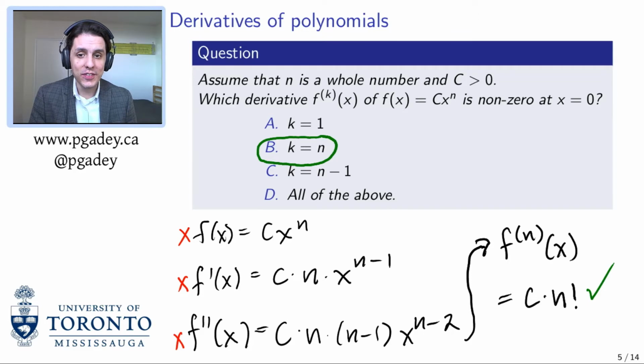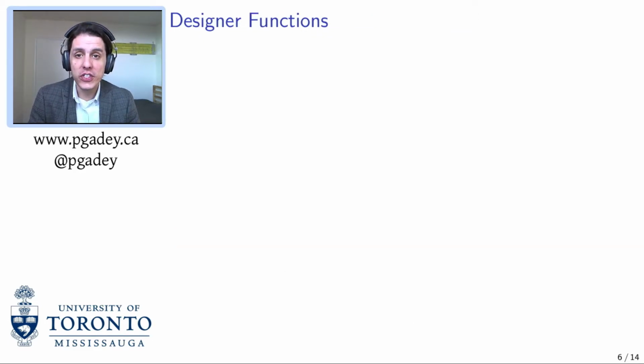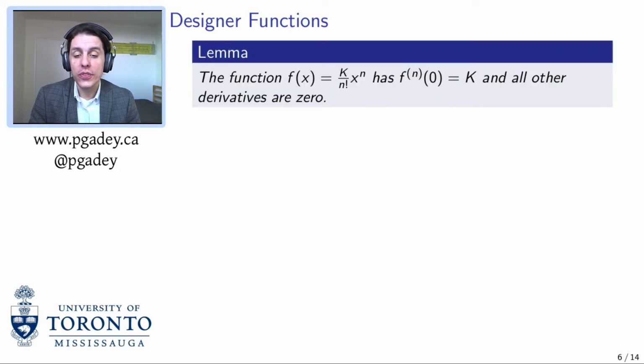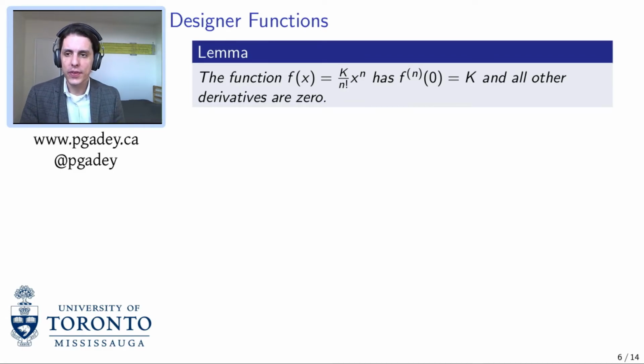And that lets us build something very cool. So I'm going to call these designer functions. We're going to design a function to have specific properties that we want. So the function f of x is k divided by n factorial x to the n, has its nth derivative equal to k, and all of the other derivatives are 0 simultaneously. So we've chosen one value of one derivative and everything else is 0. Let's check out what that looks like.